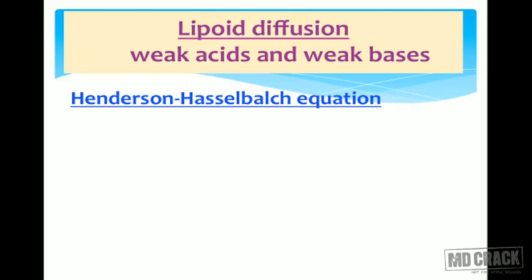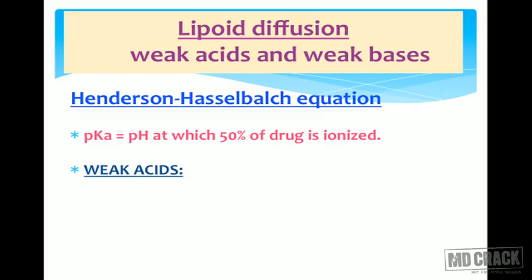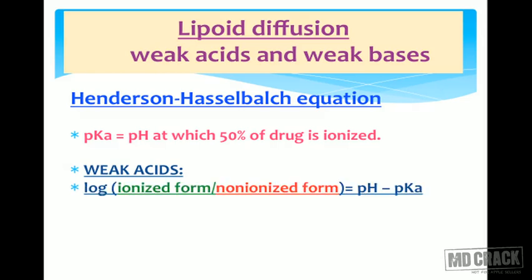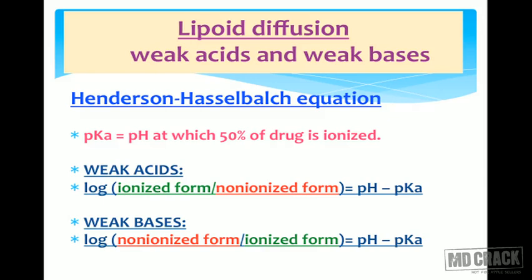And there's a complex equation for this, called the Henderson-Hasselbalch equation. pKa is a constant, which is the pH at which 50% of the drug gets ionized. For weak acids, it will be logarithm of ionized form divided by non-ionized form equal to pH minus pKa. And for weak bases it is going to be the reverse, logarithm of non-ionized form divided by ionized form.